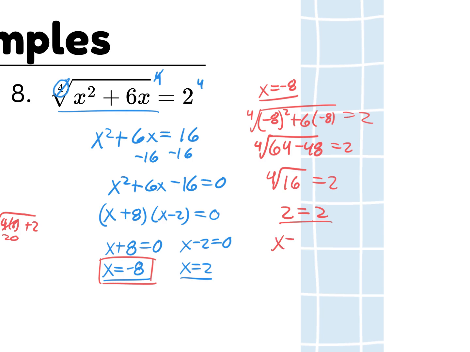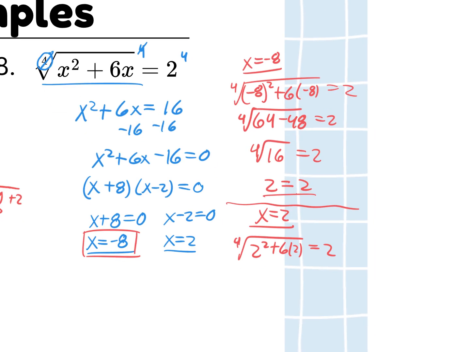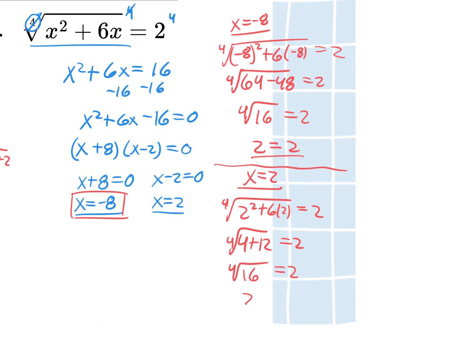Now we can try the same thing with x equals 2. For x equals 2, I get 2 squared plus 6 times 2, and the fourth root of that equals 2. So you get 4 plus 12, and so I get the fourth root of 16 equals 2, which is exactly what we got before, 2 equals 2. All right, that does work. So in this case, both answers do work. So again, you don't want to rely on one of them working and the other one not working. Sometimes both of them work. In this case, they do.